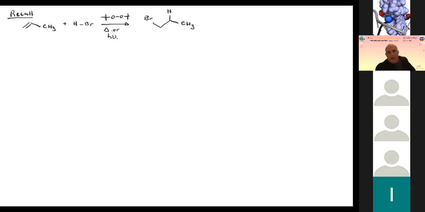What we said is that when we do a normal ionic addition of HBr to an alkene, the bromine bonds to the more substituted carbon. And there's a nomenclature for that, which is the Markovnikov product. When you attach the bromine to the less substituted carbon of the alkene, we call this anti-Markovnikov.